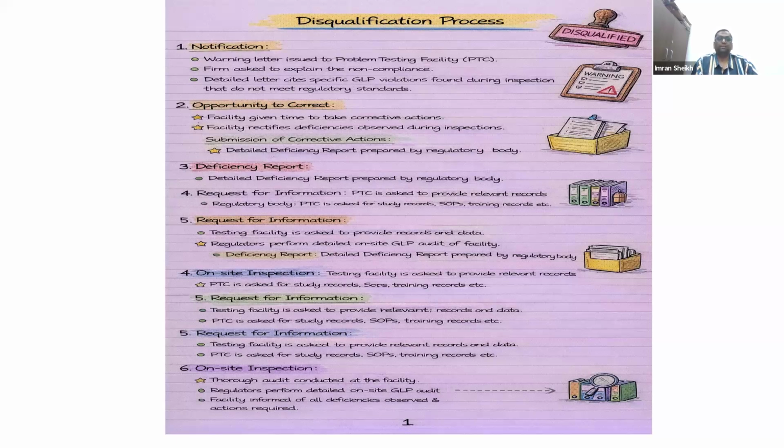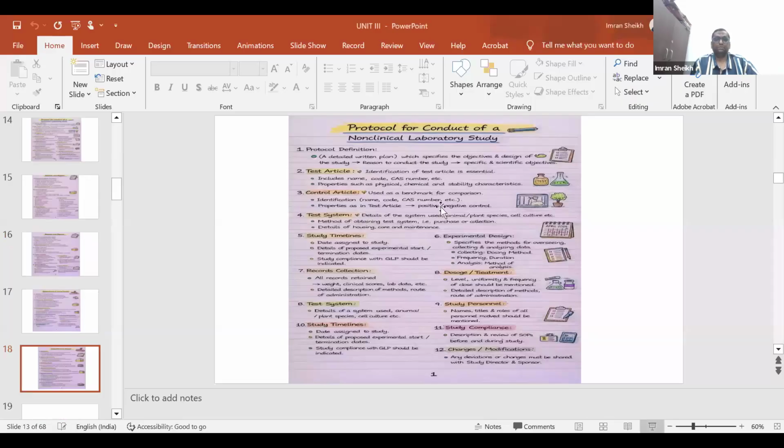Furthermore, the last thing that happens is the on-site inspection. That happens through an audit conducted at the facility. Regulators perform the detailed on-site GLP audit, and the facility is informed of all deficiencies observed and the actions required. Okay, so these things complete Unit 3. Okay, thank you.